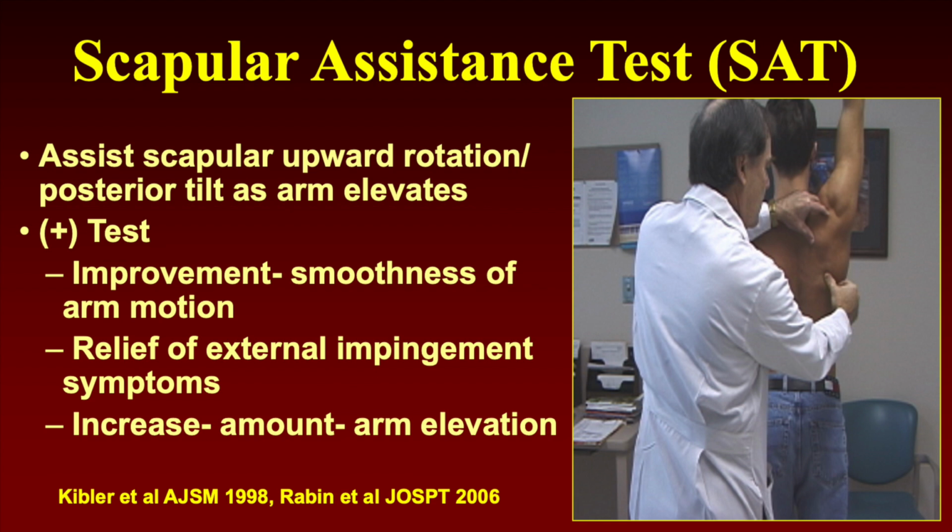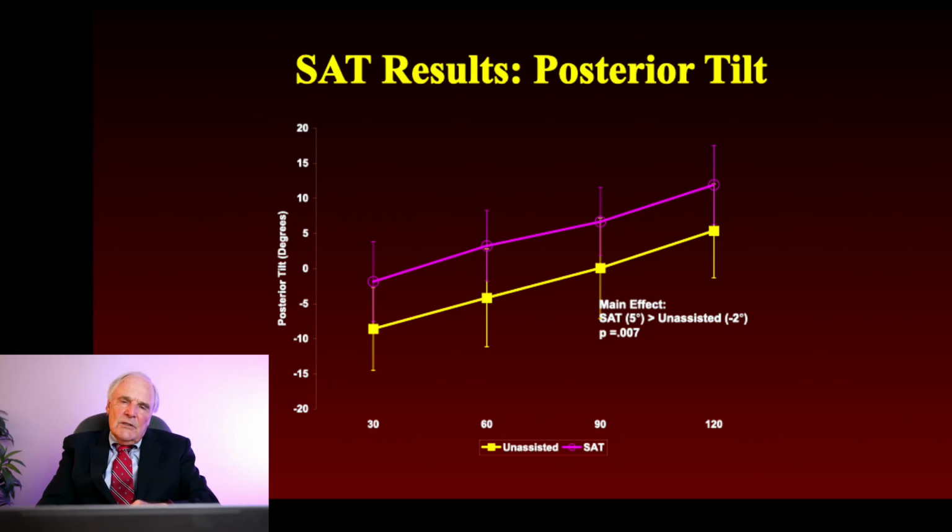So now if we examine this and we say it is present, does it relate to the symptoms? So we used these two tests, the Scapular Assistance Test, which assists scapular upward rotation and posterior tilt as the arm elevates. A positive test is improvement in the smoothness of motion, relief of external impingement symptoms, or increase in the amount of elevation of the arm. A lot of times the patient will say, hey, that's the way my arm should feel as I'm moving it.